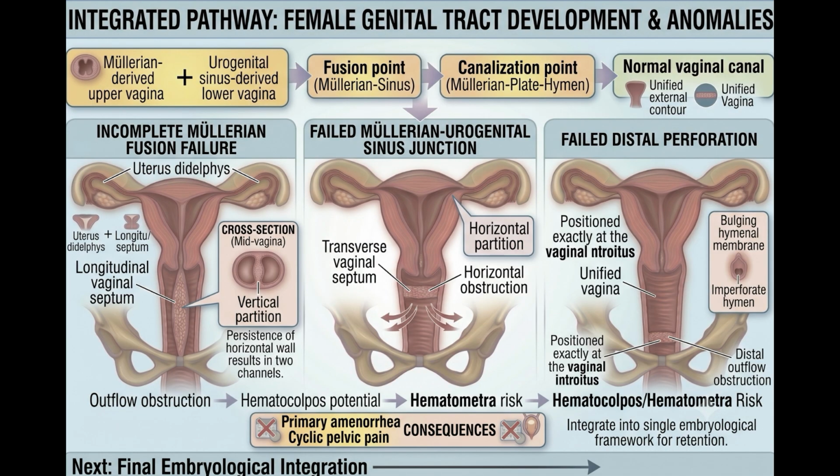Although these congenital anomalies differ anatomically, they all illustrate the same embryological principle. Normal vaginal development depends upon successful fusion of embryological structures and complete canalization of the developing vaginal tract. Failure of these processes results in persistent septa or distal obstruction, leading to impaired menstrual outflow and characteristic clinical presentations. With this, we have completed the major congenital anomalies of the female genital tract. In the final section, we will integrate these developmental abnormalities into a single embryological framework that makes them easier to understand, remember, and apply in clinical practice.